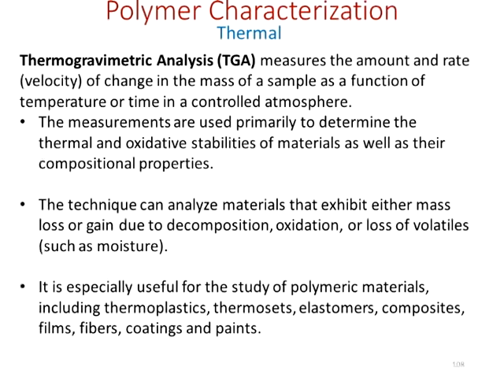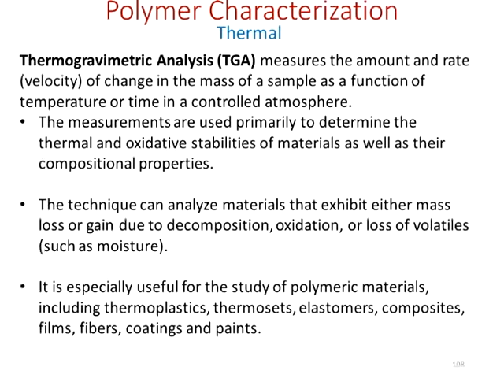There's a well-established thermal method of characterizing polymers as well, called TGA, Thermogravimetric Analysis. It measures the amount and rate, the velocity, of change in the mass of a sample as a function of the temperature or time in a controlled atmosphere. In other words, you basically burn the polymer and you take a look at how it falls apart over time. And each major degradation part from it, okay, gives an indication of what the polymer might look like.